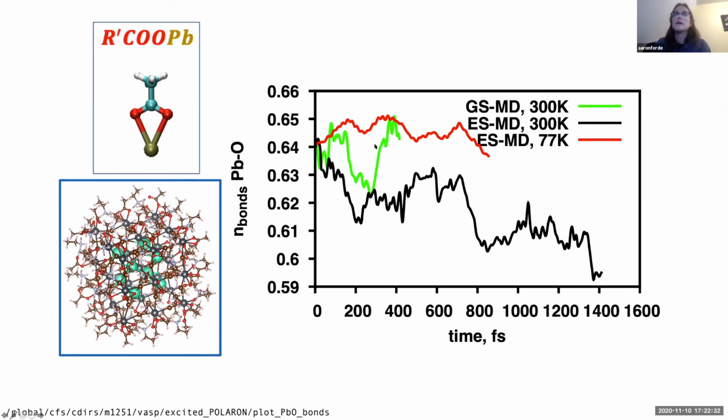But anyway, back to the figure. So green is the ground state at 300K. And then the black is the excited state configuration at 300K. We can see that there are fluctuations, but over time, there do seem to be permanent loss of these carboxylates coordinated to the surface. And if I pulled up the YouTube video, you would see these signatures visibly as one of the ligands going very far away from the surface.